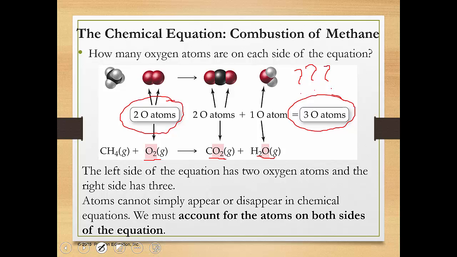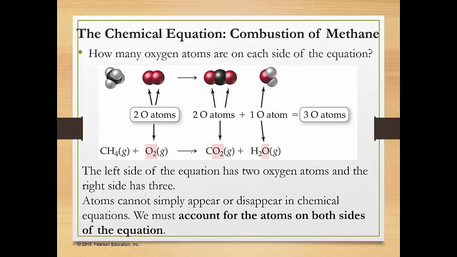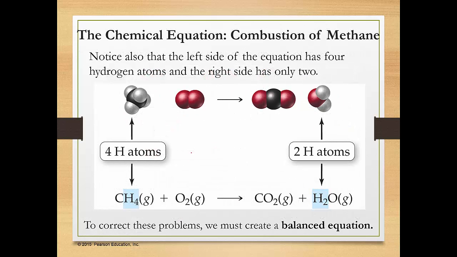Well, the thing is, we have to account for the atoms on both sides of the equation. It just means that in my chemical equation, I'm not showing the whole story. I can't have just one molecule of oxygen react and form both carbon dioxide and water. I've got to have more oxygen atoms. And what I have to do is keep it going until I get everybody balanced out.